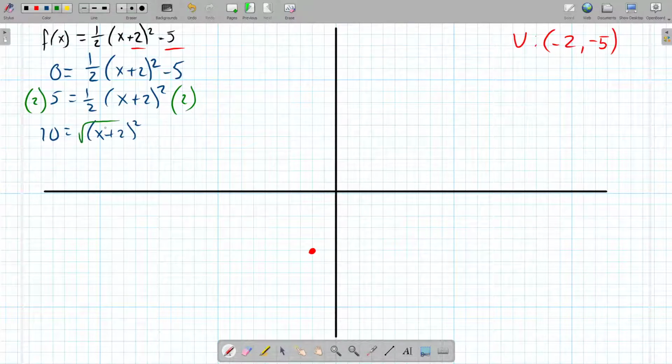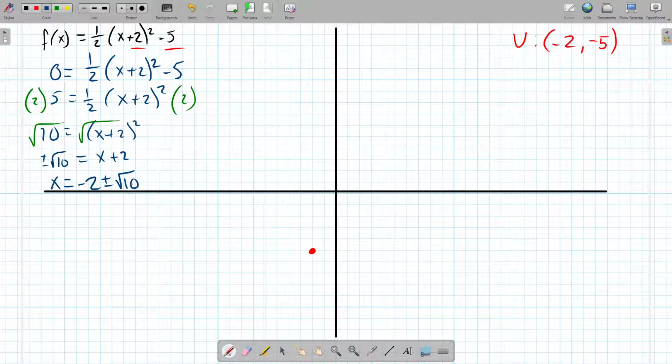And to get rid of the square, we take the square root. Just like in the last example, the square root of 10 is not a whole number. 10 is not a perfect square, so we're just going to write plus or minus the square root of 10 is equal to x plus 2. And we can isolate x by subtracting 2 from both sides, so we get x is equal to negative 2 plus or minus the square root of 10.